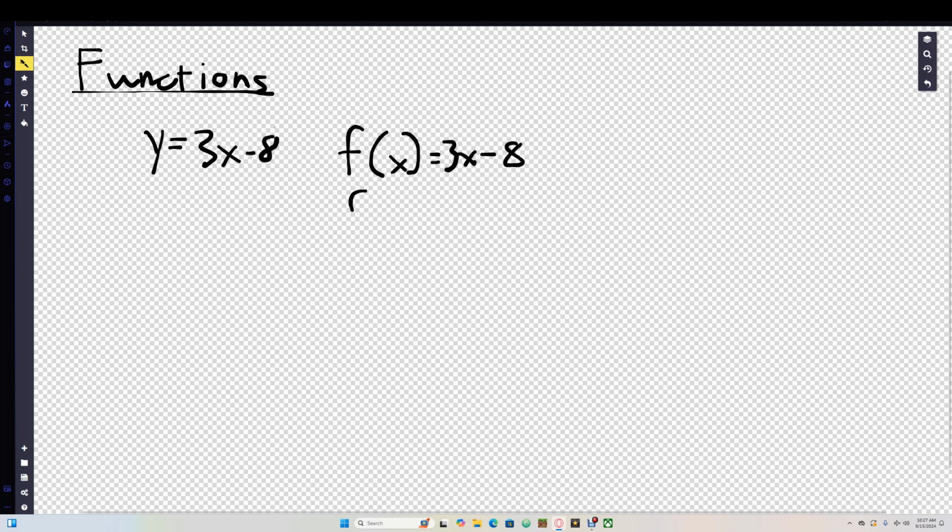But if it were to be f of 3, it would be 3 times 3 minus 8. And this is helpful in future math levels when you're trying to manipulate and change functions.